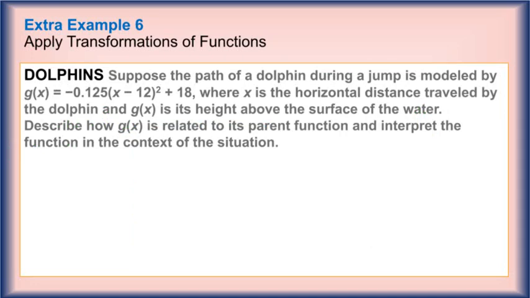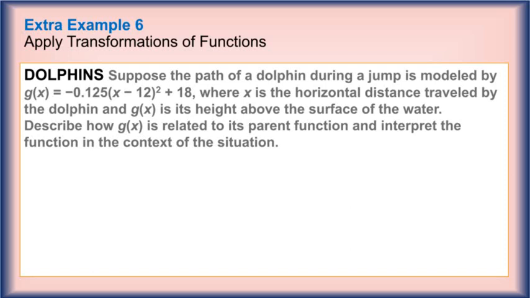Example 6. Now apply it with a word problem. Suppose the path of a dolphin during a jump is modeled by g of x equaling negative 0.125 times x minus 12 squared plus 18, where x is the horizontal distance traveled by the dolphin and g of x is the height above the surface of the water. Describe how g of x is related to its parent function and interpret the function in the context of the situation.